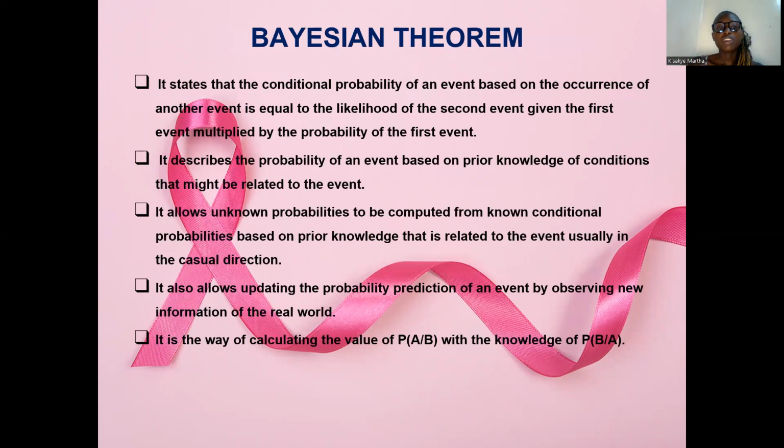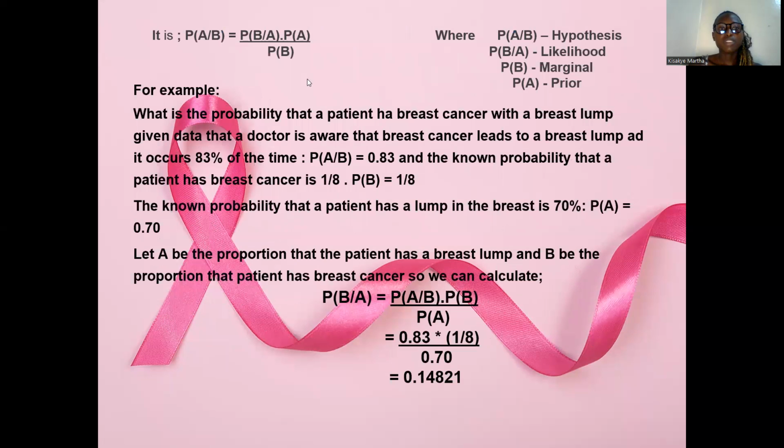So we are going to the Bayesian theorem, which states that the conditional probability of an event based on the occurrence of another event is equal to the likelihood of the second event given the first event multiplied by the probability of the first event. In other words, it describes the probability of an event based on prior knowledge of conditions that might be related to the event. It allows unknown probabilities to be computed from known conditional probabilities based on prior knowledge, so we need to have some knowledge. It is calculated as below. For instance, we have this example, you can look through it in your free time.